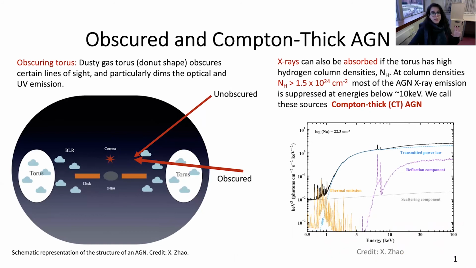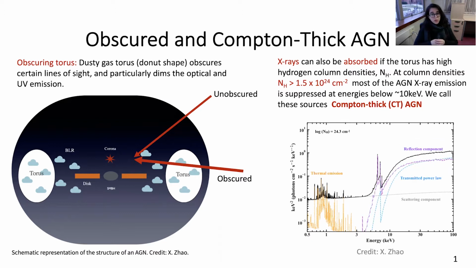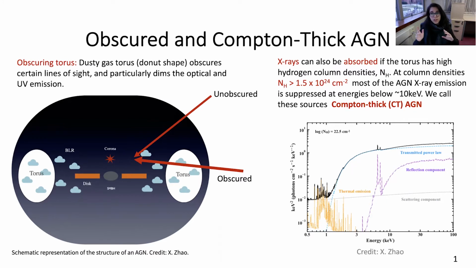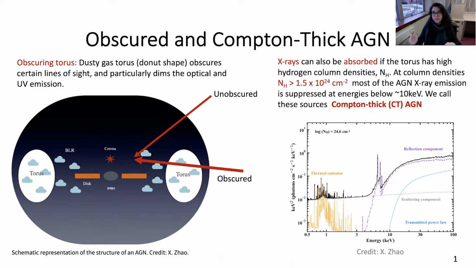An obscured AGN is an AGN that we are observing through the torus of gas and dust that surrounds it. This torus mostly obscures the emission in the optical to UV range, but in fact, if it's dense enough, it can even obscure the X-rays that are coming from the corona.